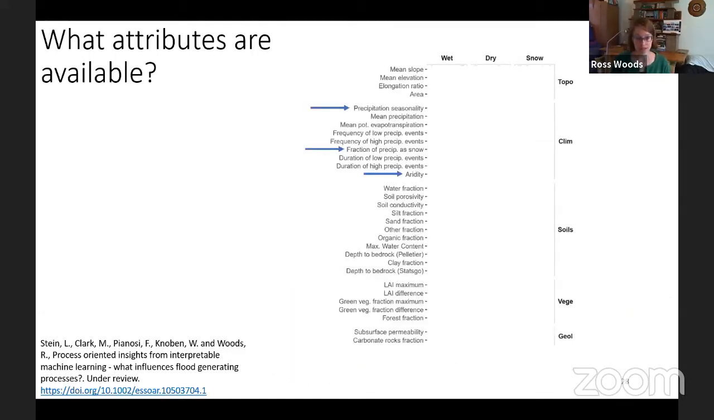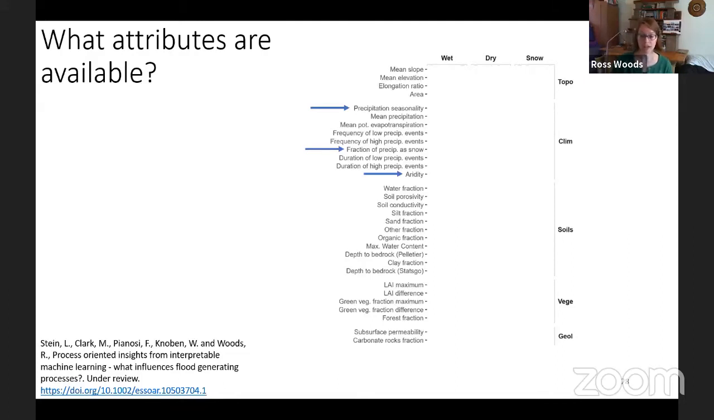So what are the attributes that we can test which are available in the CAMELS dataset? Broadly speaking, we have topography attributes, for example, slope, elevation, area. We have climate attributes, which include the ones that Ross mentioned before: precipitation seasonality, aridity, fraction of precipitation falling as snow. We have soil data, for example, porosity, conductivity, soil depth. And we have vegetation attributes, for example, leaf area index or forest fraction. And we have geology attributes, so that would be subsurface permeability, for example.